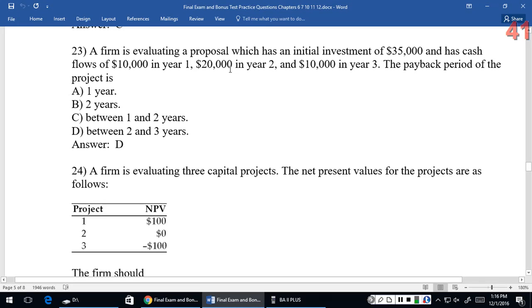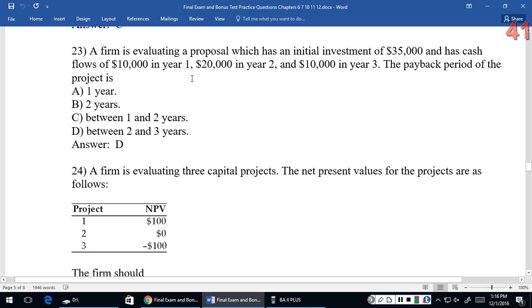Okay, so this one's pretty straightforward. This is a payback period. And it actually doesn't get real specific here. It says a firm is evaluating a proposal with an investment of $35,000. The cash flows are $10,000 the first year, $20,000 the second year, and $10,000 the third year.